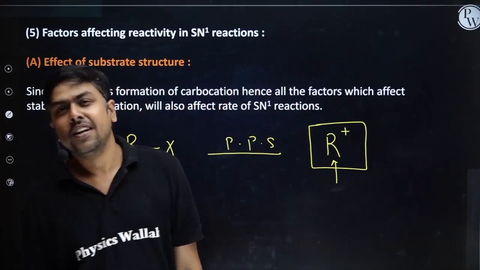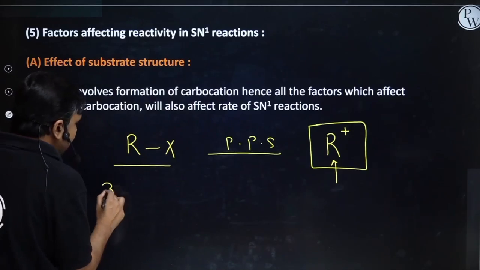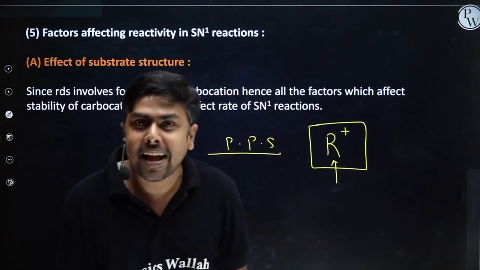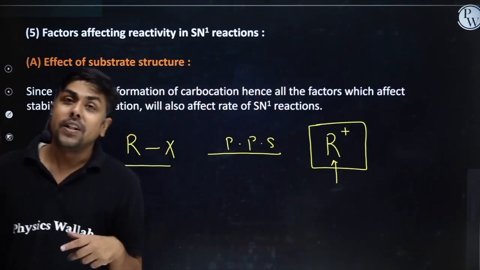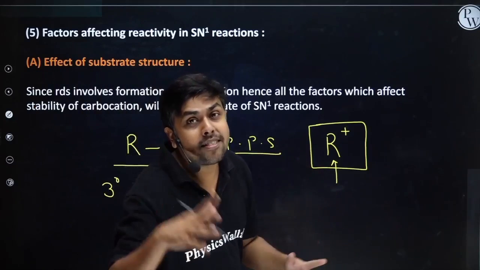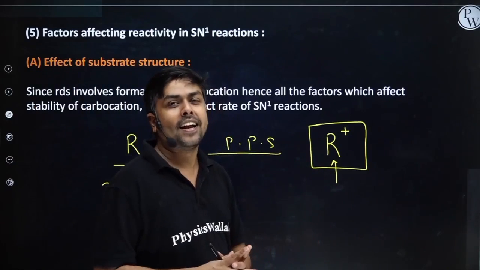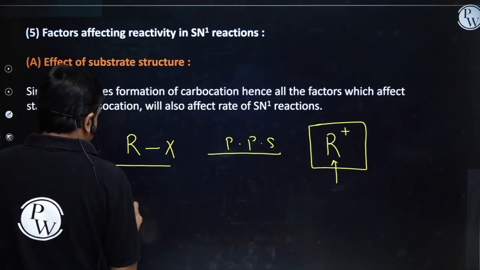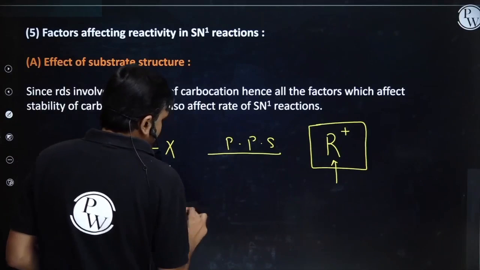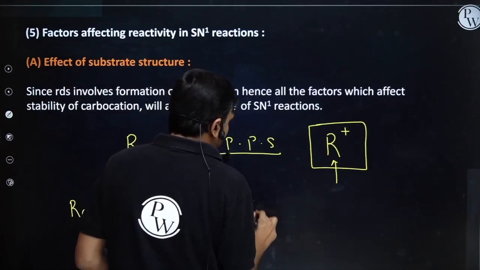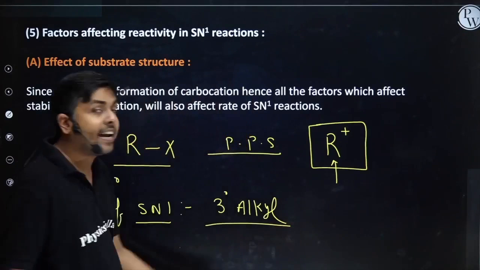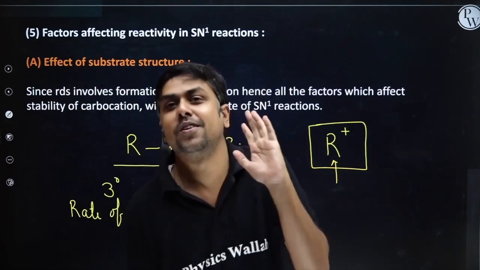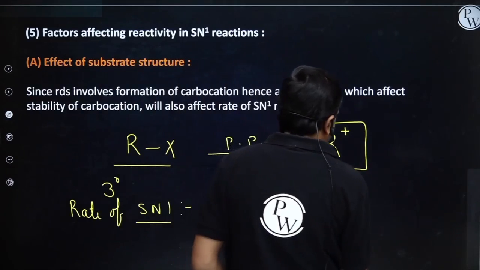Am I clear, student? So can I say a 3-degree alkyl halide will give me a more stable carbocation as compared to a 2-degree alkyl halide, and 2-degree alkyl halide will give me a more stable carbocation as compared to 1-degree alkyl halide. So can I say rate of SN1 reaction, if I have to compare rate of SN1, maximum 3-degree alkyl halide. Why? Because in 3-degree alkyl halide, I will have a 3-degree carbocation, which is much more stable because of hyperconjugation. Then I will have 2-degree alkyl halide.